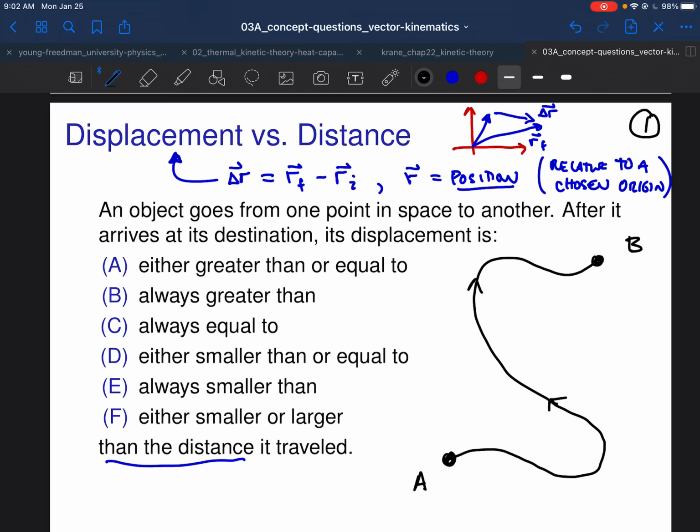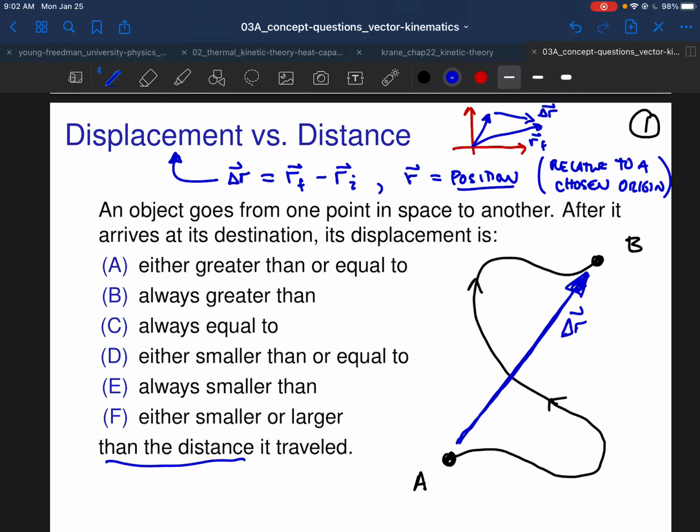Okay, what is the displacement from the beginning to the end? Well, the displacement, as we saw up here, simply points from the initial point to the final point. Now we could have put a coordinate system over here and have a position vector here and a position vector there, but the delta r vector, the displacement vector, will always point directly from A to B. So that's our displacement vector.